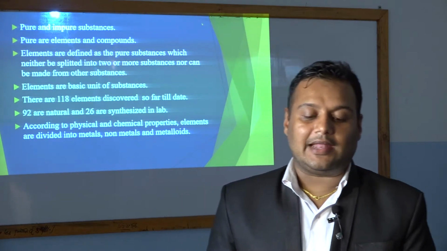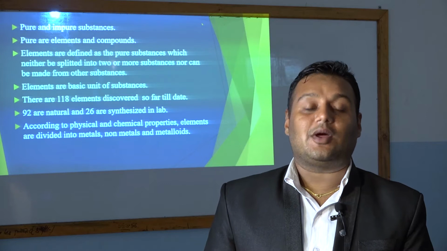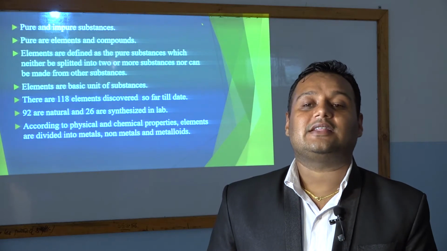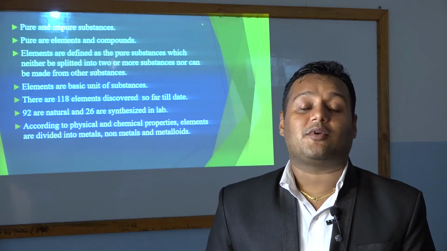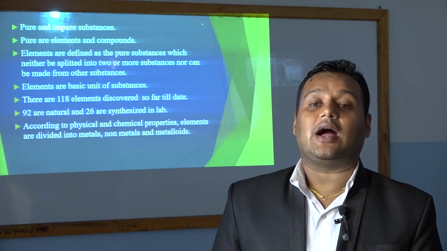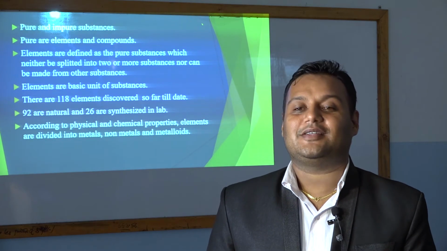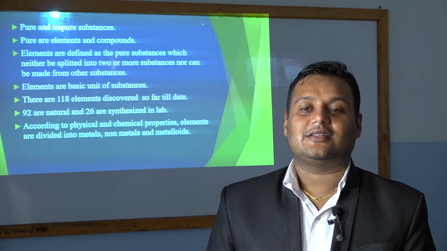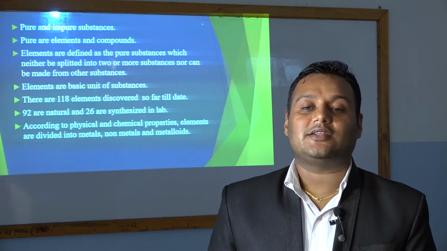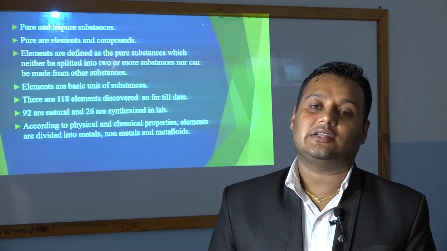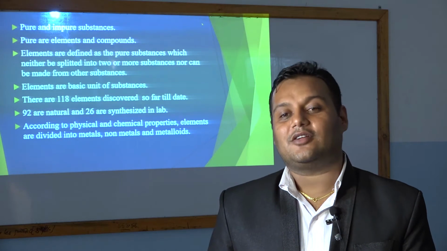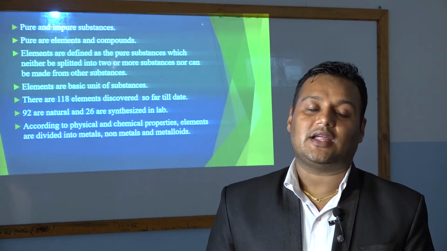Among them, 92 are natural and 26 are synthesized in the lab. That means they are prepared by our scientists. Among the 118 elements, the elements are classified into three different categories. They are metals, non-metals, and metalloids.